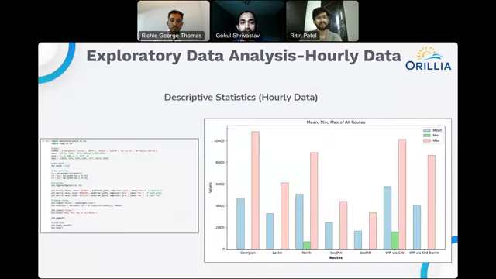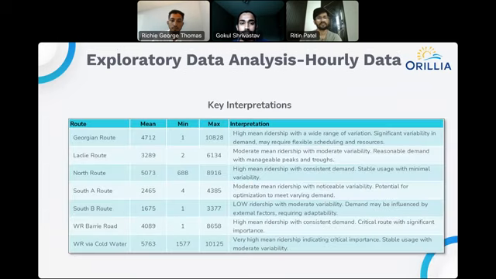After doing descriptive statistics, for all the data you can see the mean, minimum, and maximum for all the routes. On the key interpretations, two of these routes stand out, Georgian route and Westridge via Coldwater, which have the highest ridership. A high ridership means a wide range of variation, which indicates that we need to give them critical importance, and stabilize usage with moderate variability.